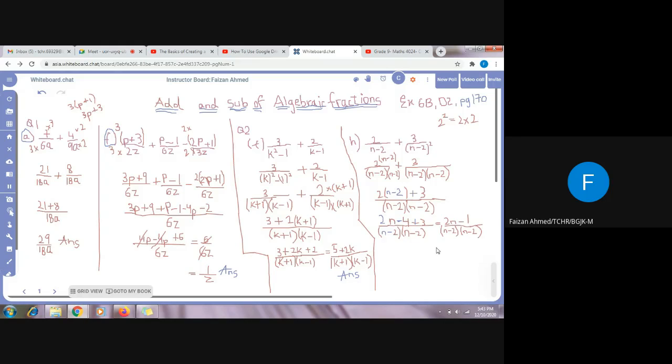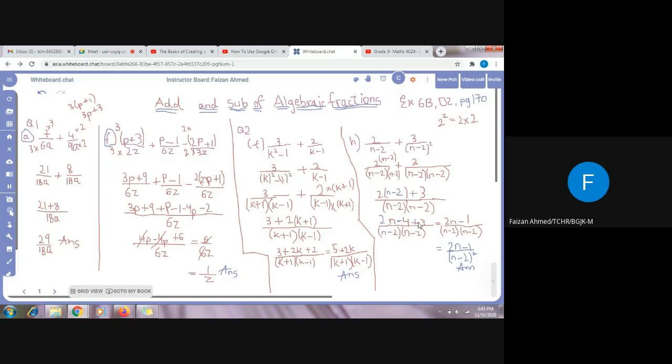You can also write this again in bracket form. 2n minus 1 will be as it is, and upon this you can also write n minus 2 whole square. So both are the same. Both answers are acceptable. This is basically the final answer because I cannot simplify further. You don't need to expand it using the identity, as that will further complicate your question. This is the simplified form and you will leave your answer here.